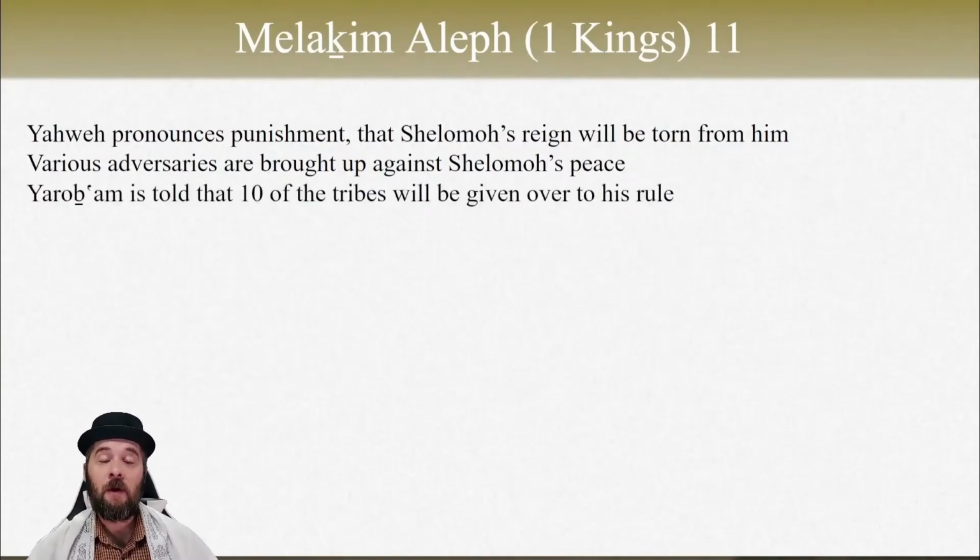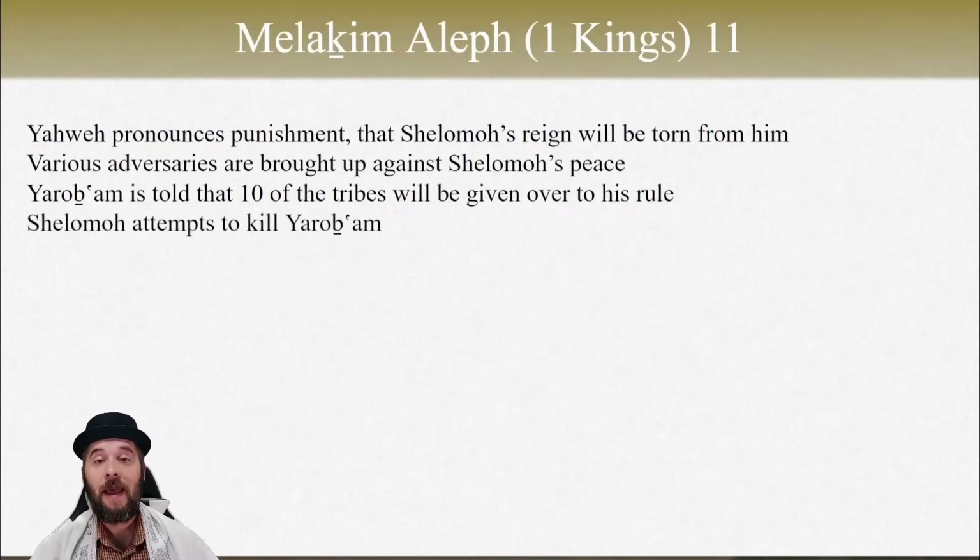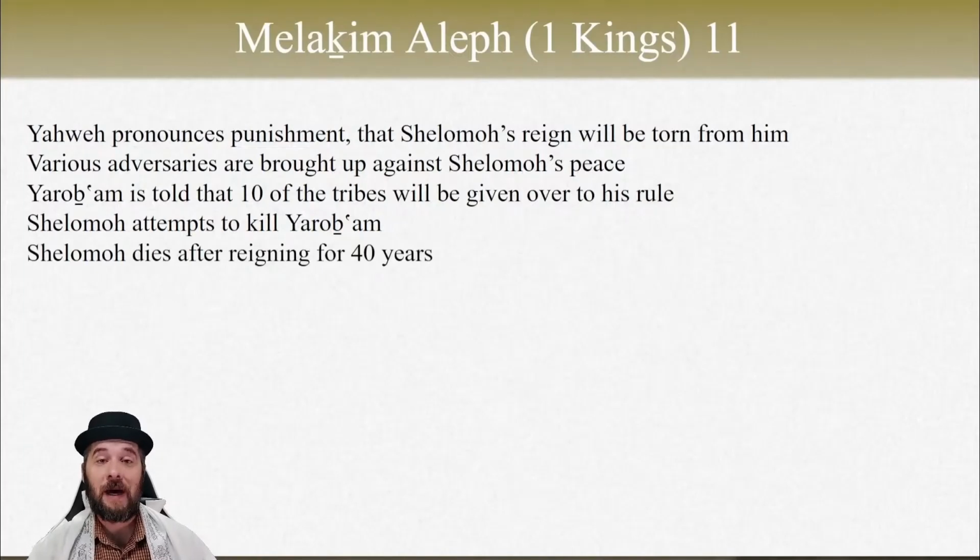And then we're told that someone comes to Jeroboam and tells him that the reign will be taken from King Shlomo and that Jeroboam will be given 10 of the tribes, but the other tribe or tribes will remain in Jerusalem for the sake of Yahweh. Well, Shlomo learns this and he tries to kill Jeroboam. However, he doesn't succeed. And then we hear Shlomo dies. And he dies after reigning for 40 years as king.